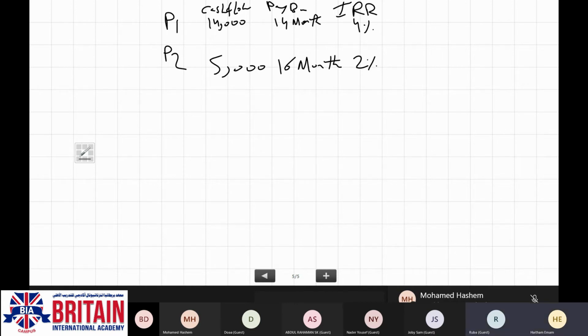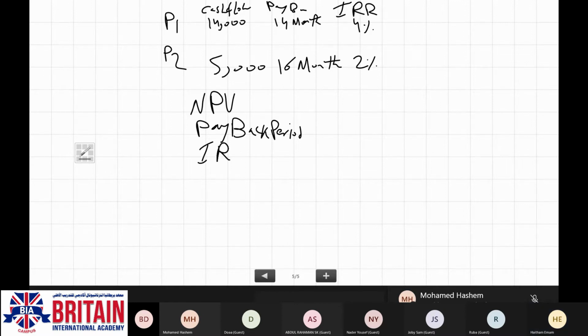First of all, let's go back to the definition of the payback period and IRR. If you remember, we were having a certain number of terms related to selecting or evaluating projects. One is called net present value. One is called payback period. One is called IRR. And one is called return on investment. Right?